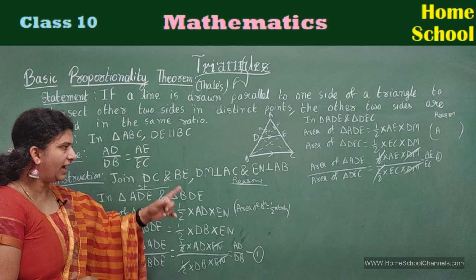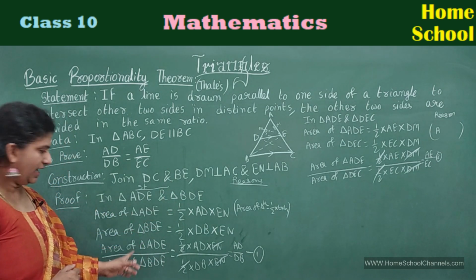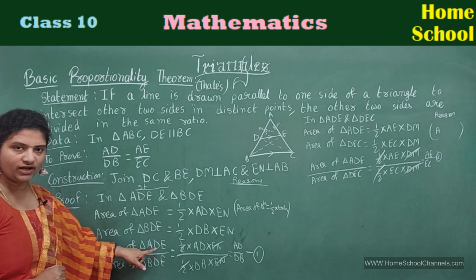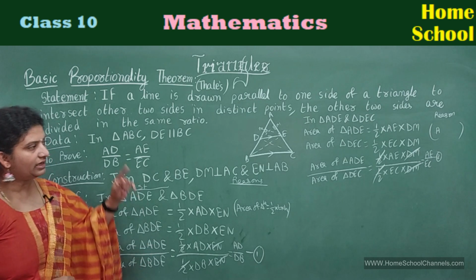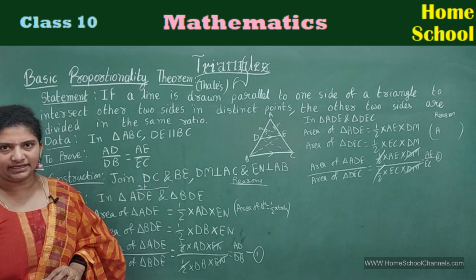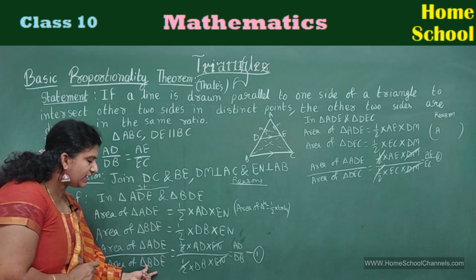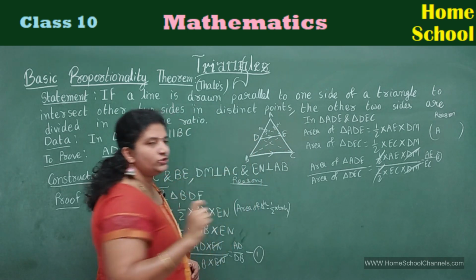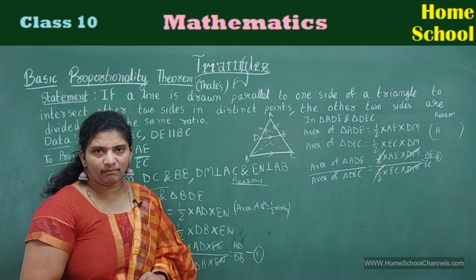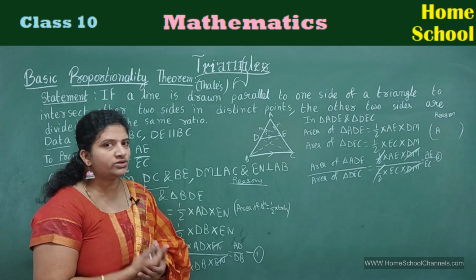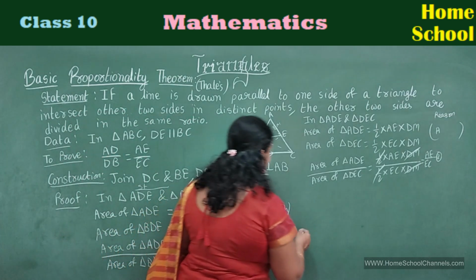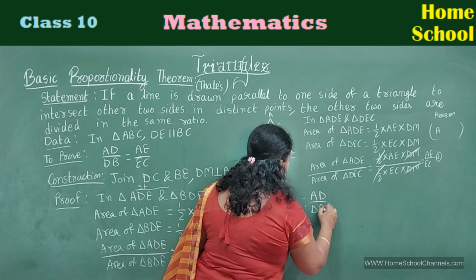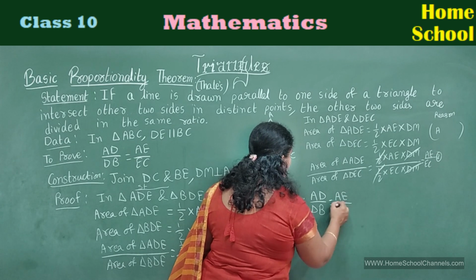So now on comparing these two equations, what can I say? Here area of triangle ADE, area of triangle BDE. Area of triangle ADE, area of triangle DEC. So these two triangles, observe BDE, DEC. BDE, DEC. The two triangles lying on a same base. So I can equate those two triangles. Therefore, what can I say here? Therefore, AD by DB is equal to AE by EC.